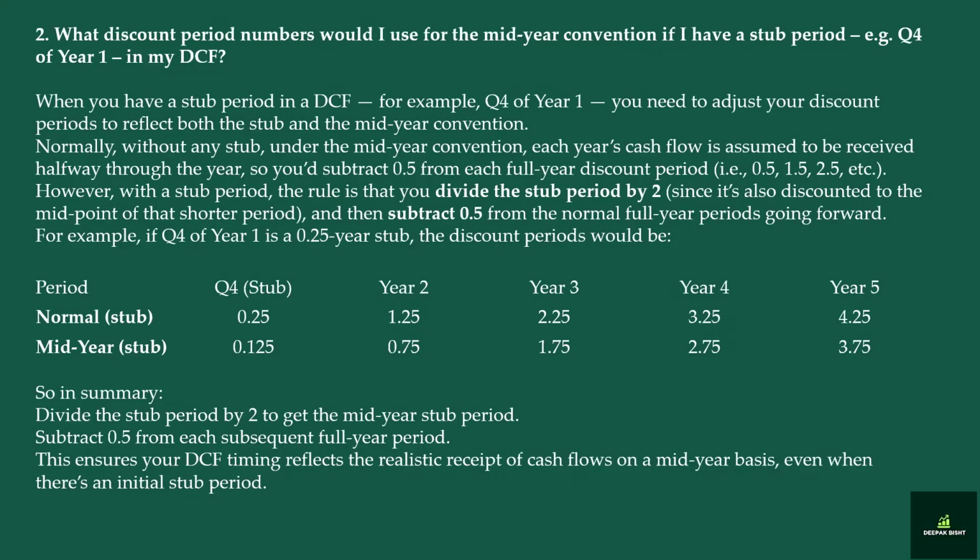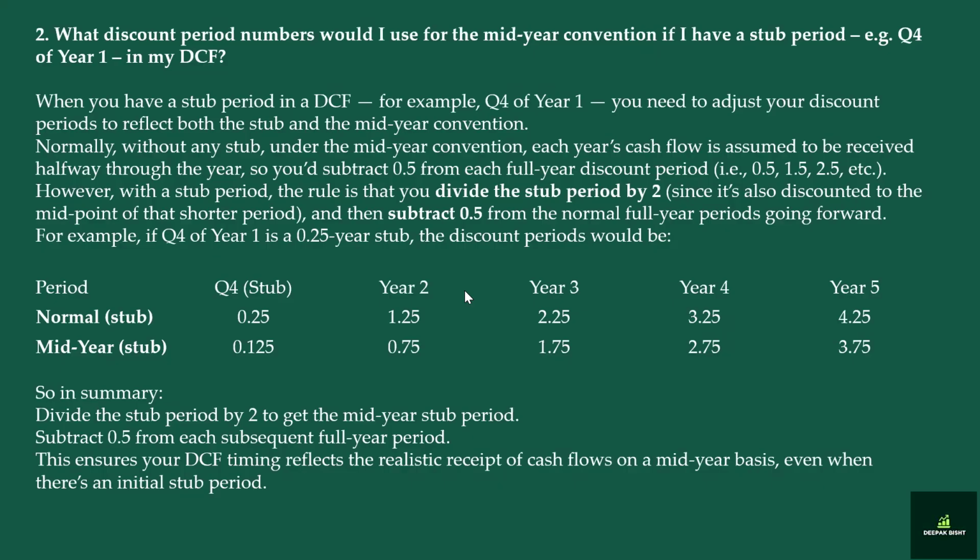And this approach assures that the discounting aligns with the economic reality of when cash flows are earned. Even with a partial initial period, it also provides a smoother and more accurate presentation of time value, particularly in transaction or valuation contexts where the stub period can meaningfully impact present value calculation. So just remember this: divide the stub period by 2 and for future years, subtract 0.5. So let me just show you my Excel, which I have prepared.